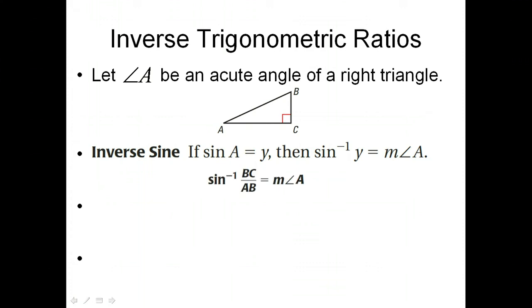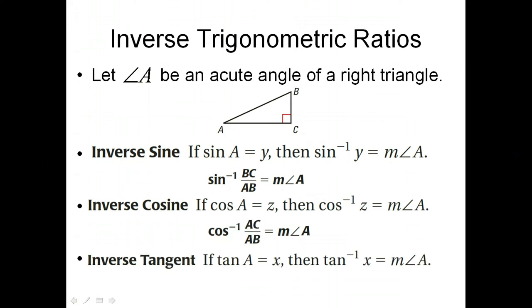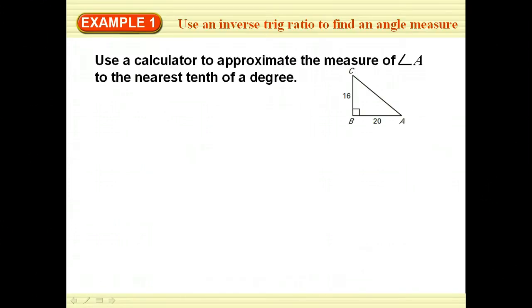Basically, if I know side BC and I know side AB, I can find the measure of angle A by doing the sine inverse of BC divided by AB. We can also use an inverse cosine function, and we can also use an inverse tangent function. It simply depends on which two sides of the triangle we know the measurement of, which will allow us to find the measure of the acute angle. Let's look at some examples.